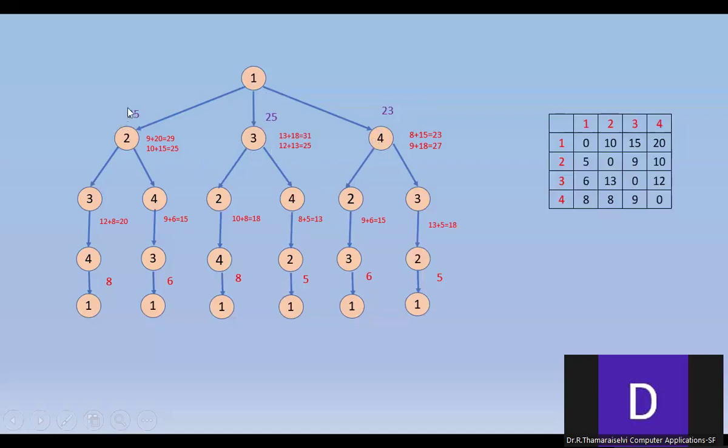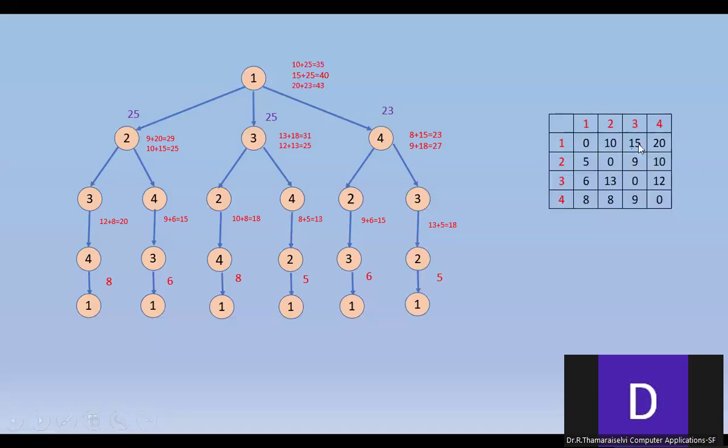Okay, so now we have 3 options: 25, 25, 23. Now we have to calculate the cost from 1 to this. We have selected this 25. Take this 25. So 1 to 2, how much cost is 1 to 2? Okay, 10. So 10 plus 25, 35.